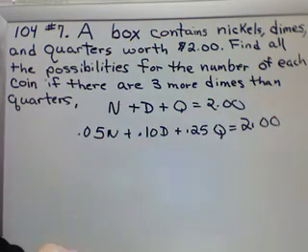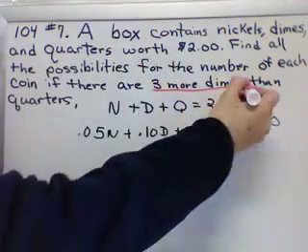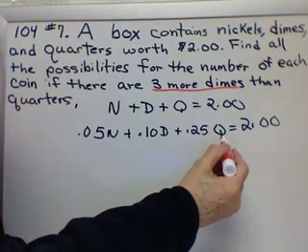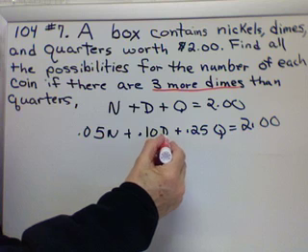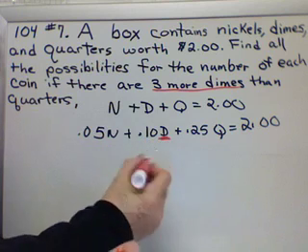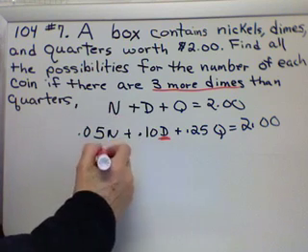But then there's another little catch in this problem. There are 3 more dimes than quarters. So if I have Q quarters, I have to use the number of quarters plus 3 for dimes. So I'm going to change this. Then I'm only going to have a problem with 2 unknowns here.